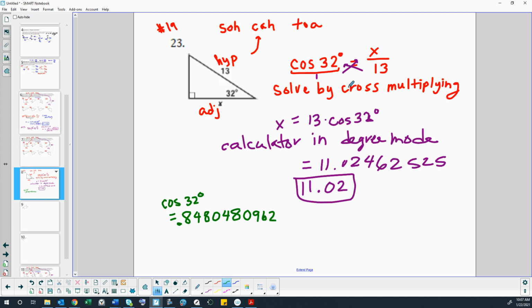But anyway, the idea behind this is the calculator is providing this decimal. You would get the same answer if you just multiplied 13 times the 0.8480, etc. You should still get that 11.02. Even if you just use 4 decimal places, I still got the same answer. I just highly recommend letting your calculator use as many decimal places as possible for the most accuracy.